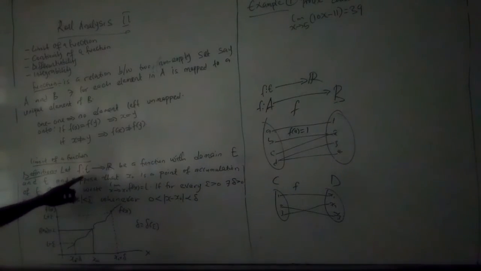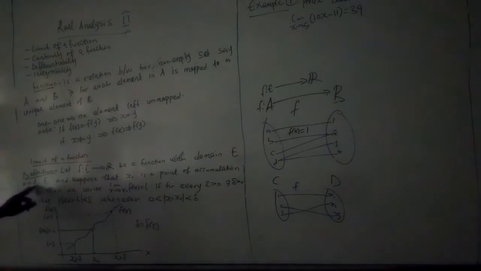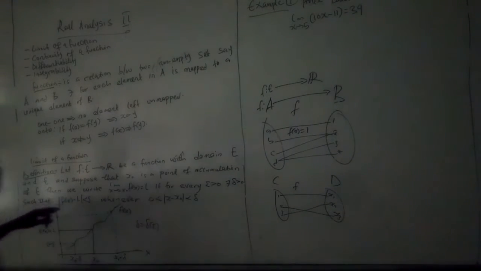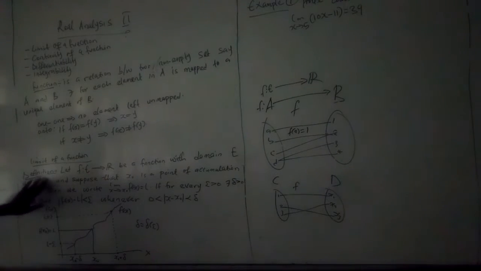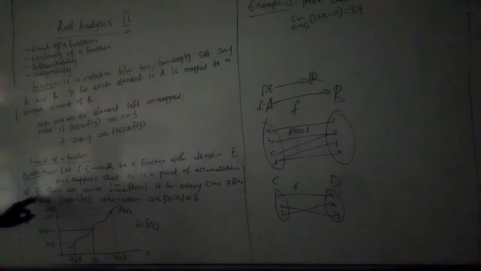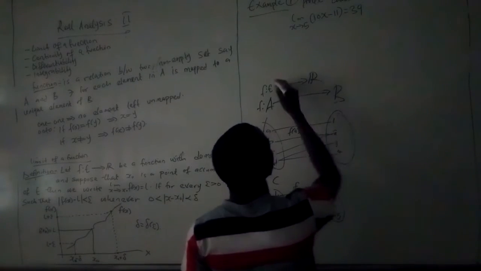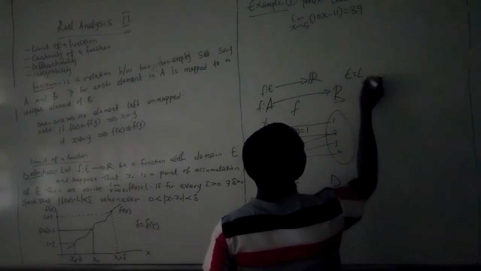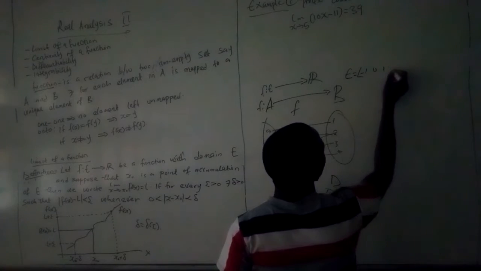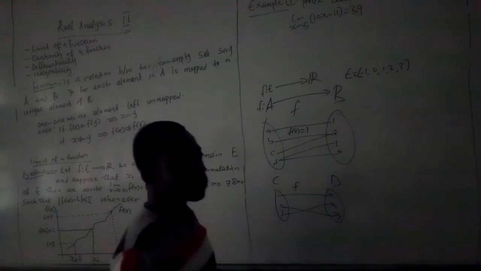R is the set of real numbers. So let f be a mapping from E to R, a function with domain E, and suppose that x naught is an accumulation point of E. And what is an accumulation point? Suppose a domain E is defined to be, let's say, minus 1, 0, 1, 2, 3. If this is a domain, then what is the accumulation point of this domain?